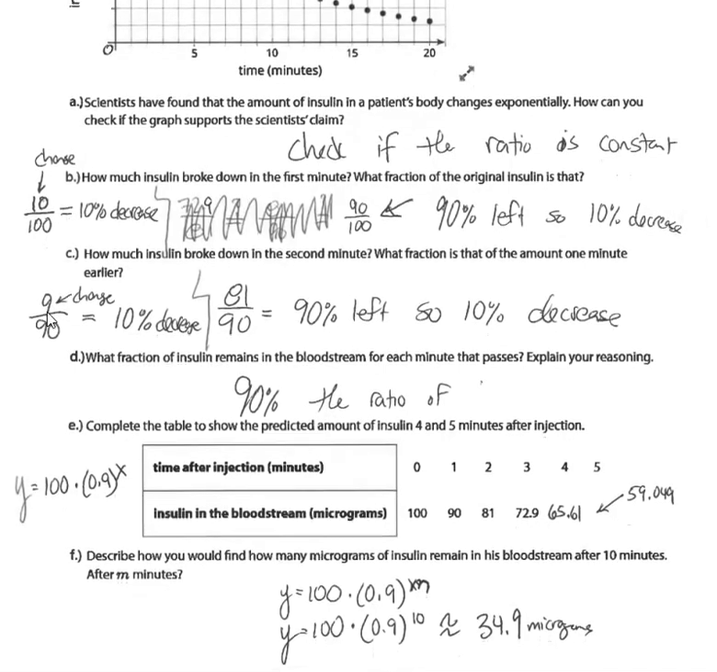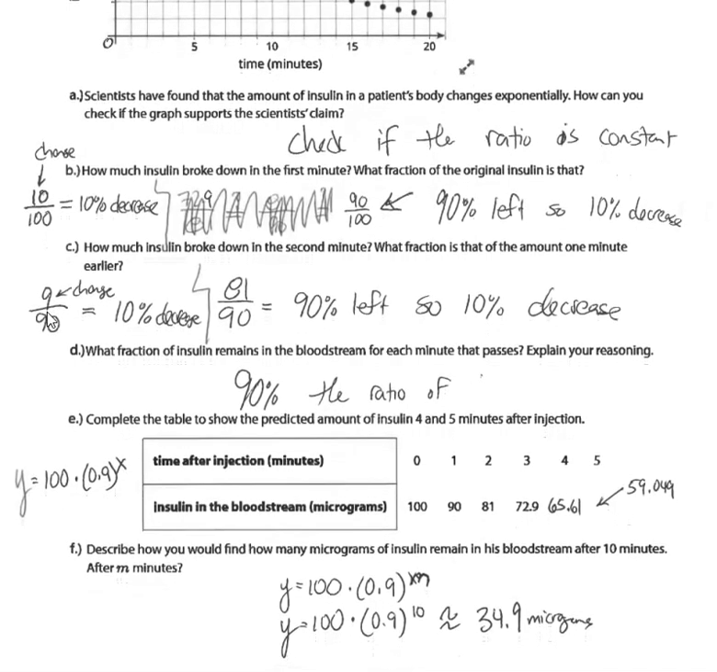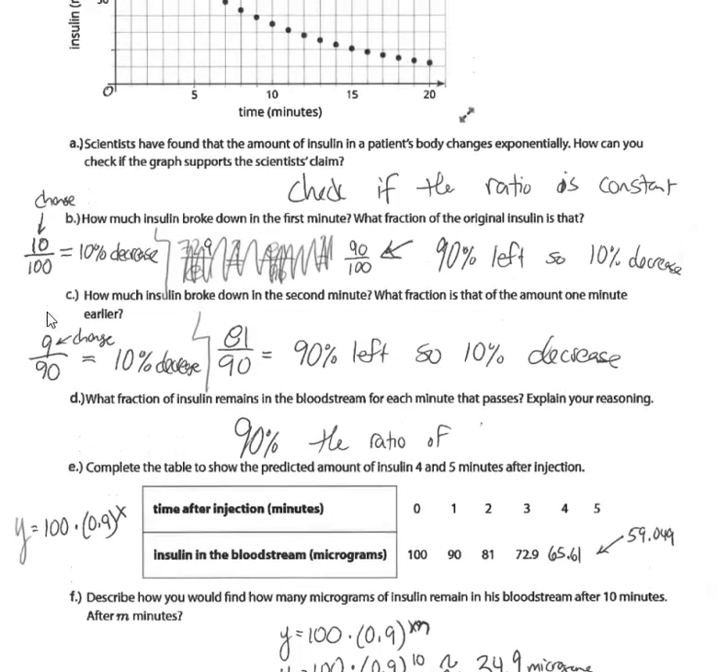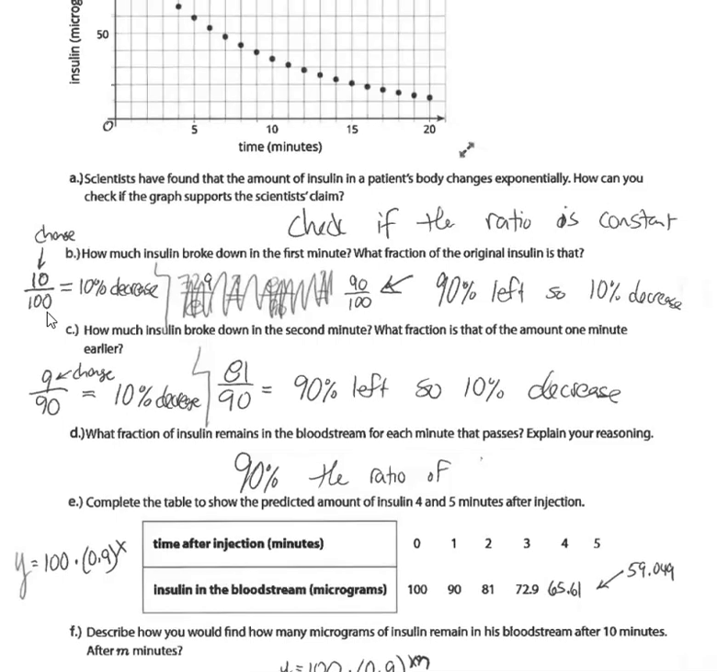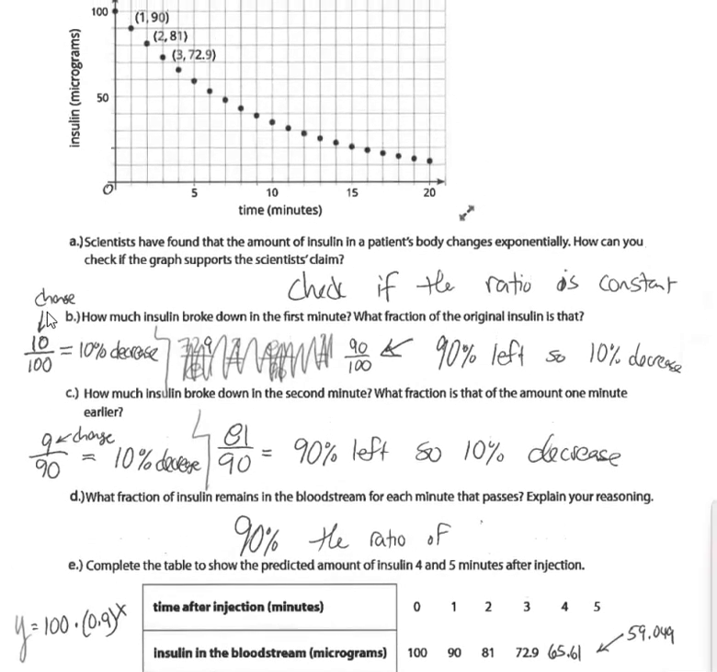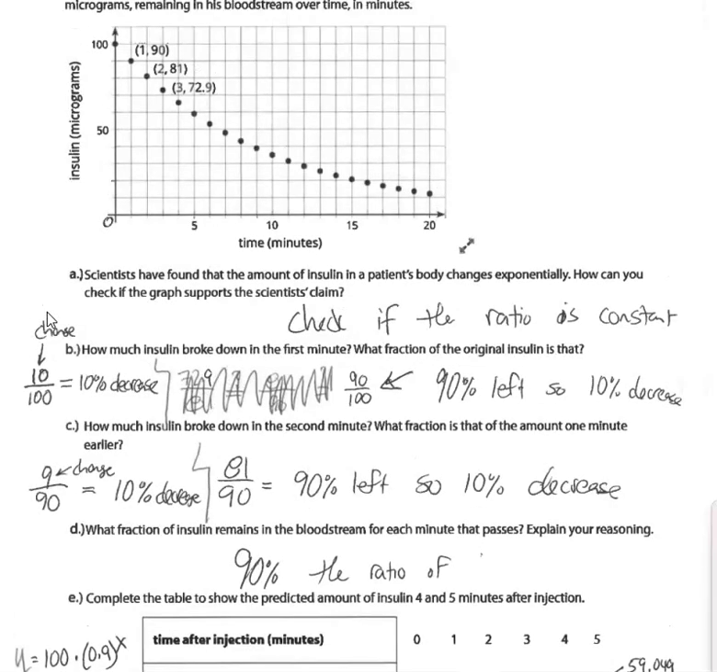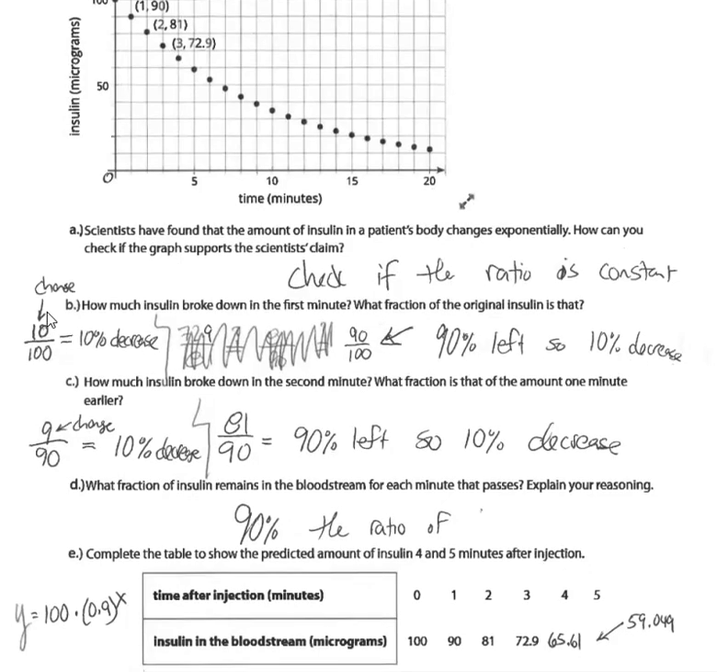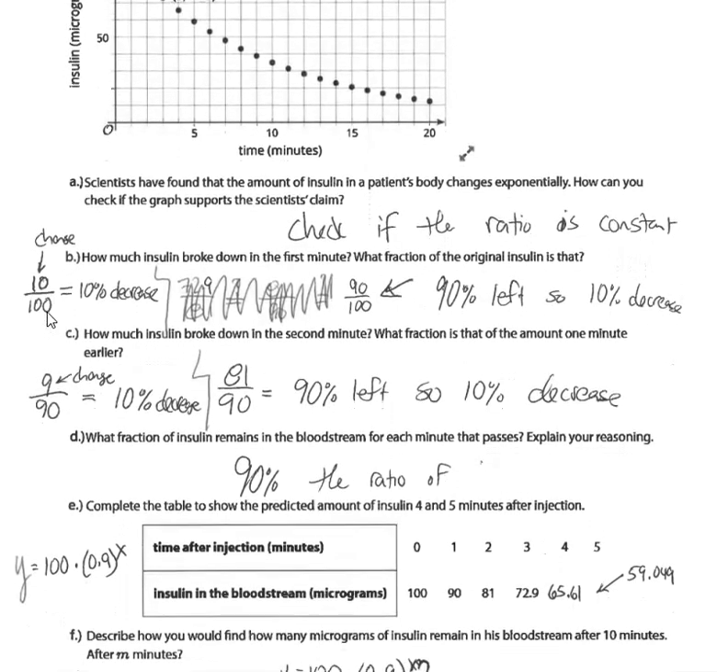What fraction of insulin remains in the bloodstream for each minute that passes? Explain your reasoning. So it's 90%, and I'm going to explain the reason. I just found out how much was in there and how much that was of the previous. So 90 was still there out of the 100 that was there before, and that's how I got my 90%. And you can do that for all the rest of them.